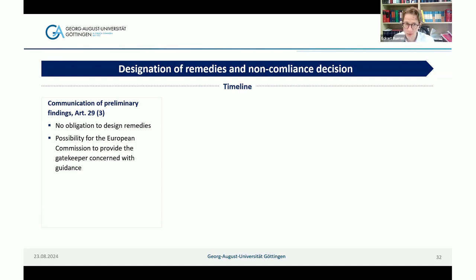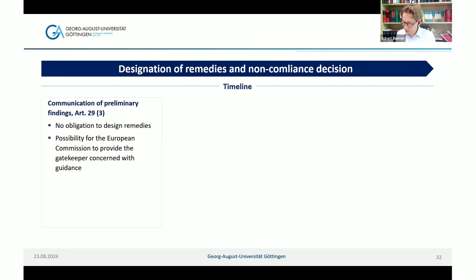So it has no obligation to design remedies, but it has the possibility to provide the gatekeeper concerned with certain guidance. We don't know yet how extensively the Commission will make use of this possibility. If we look at competition law proceedings, the Commission usually does not design remedies itself, but leaves it to the undertaking. In this way, the Commission can sidestep information asymmetries. Possibly this is to be expected for the DMA too, but nevertheless, it has been suggested in the literature that it may be expedient to provide guidance to the gatekeeper at this point of the procedure.